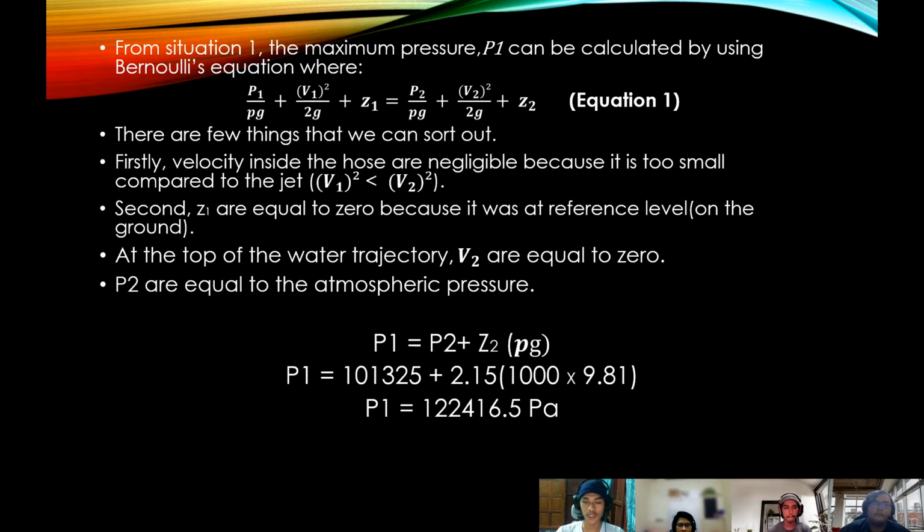And by using the Bernoulli equation, we can put in the values, and then we get the pressure P1 is 122,416.5 Pascal. Next.